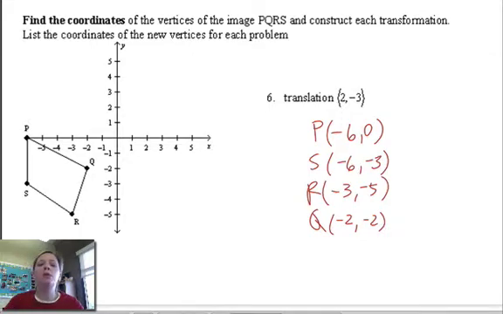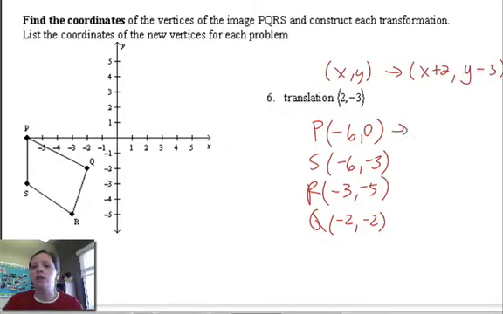Okay, so this one we want to do a translation under the vector 2, negative 3. Remember what that means is that every x, y is going to become x plus 2 and y minus 3. So all we have to do is add 2 to each x-coordinate. Negative 6 plus 2 is negative 4, and then we subtract 3 from each y-coordinate. 0 minus 3 is negative 3. Same thing for S. Negative 6 plus 2 is negative 4. Negative 3 minus 3 is negative 6.